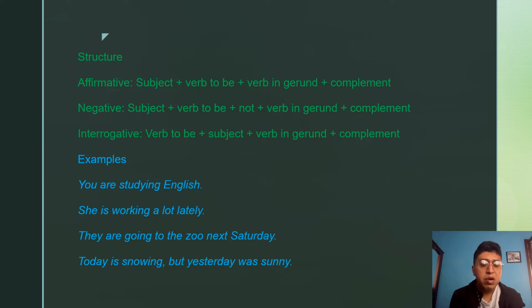The structure: affirmative is subject plus verb to be plus verb gerund plus complement. Negative is subject plus verb to be plus not plus verb gerund plus complement. Interrogative is verb to be plus subject plus verb gerund and complement. Example: you are studying English, she is working a lot lately, they are going to the zoo next Saturday, today is snowing but yesterday was sunny.